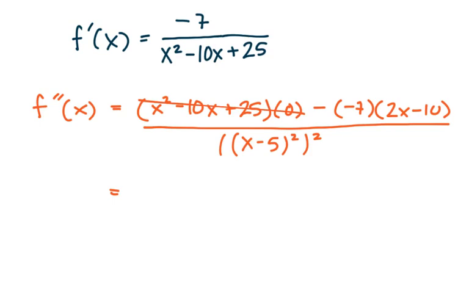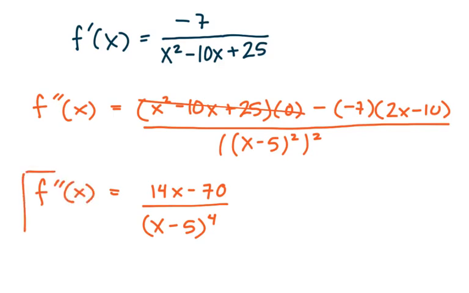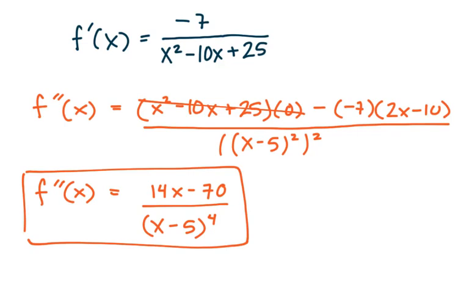So this cancels. I'm left with +7 times 2x minus 10. So that is 14x minus 70 over x minus 5 to the 4th power. And that represents my second derivative. I would like you to note here that when I wrote x minus 5 squared, that's equal to my denominator, and I squared it. Right?